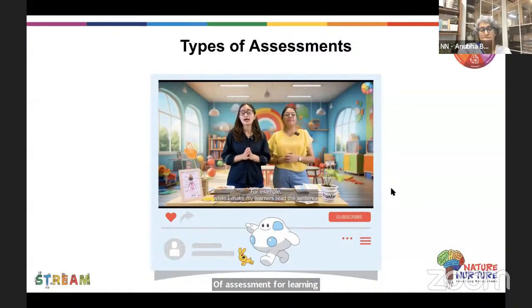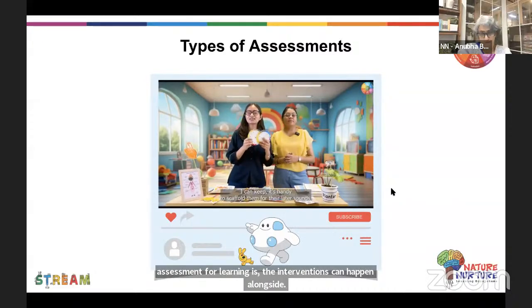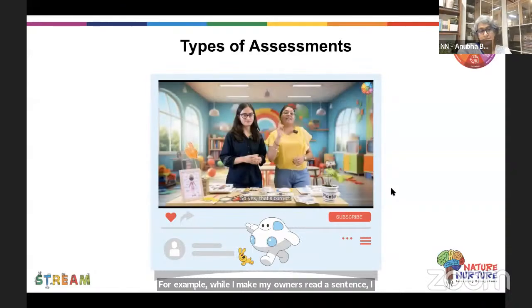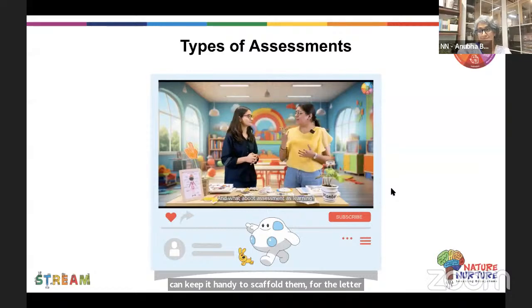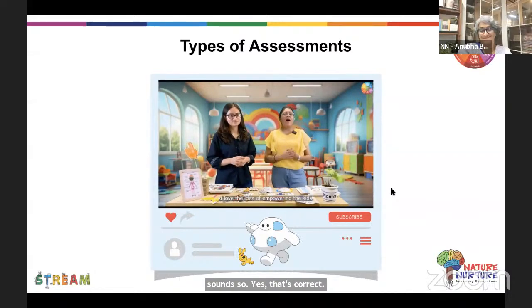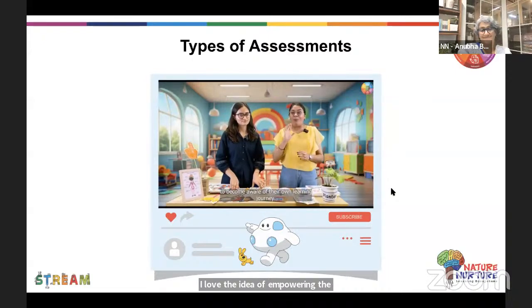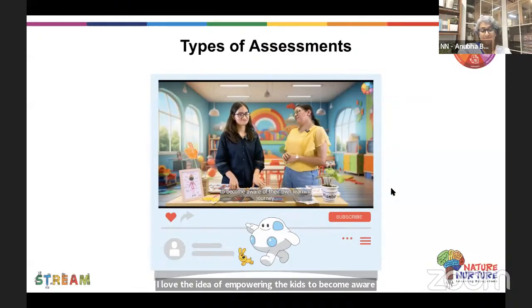For example, while I make my learners read a sentence, I can keep aids handy to scaffold them for their letter sounds. So yes, that's correct. And what about assessment as learning? I love the idea of empowering the kids to become aware of their own learning journey.